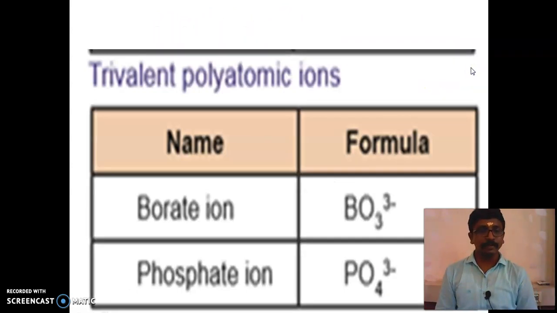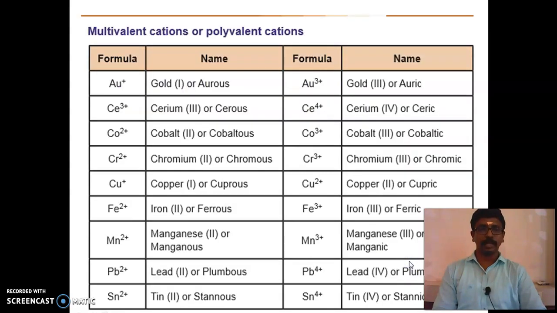And next is trivalent. Tri indicates the valency, it will be 3. Trivalent polyatomic ions, that is borate ion, BO3 3 minus, and phosphate, PO4 3 minus. And next we will see the multivalent cations, or we can call them polyvalent cations.